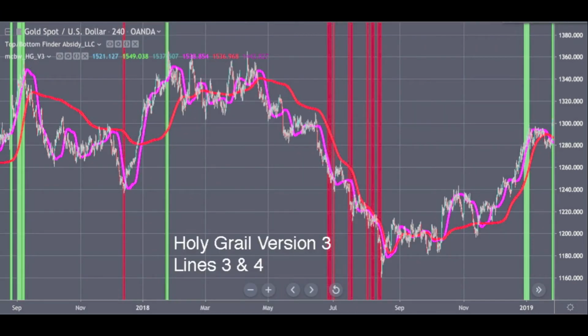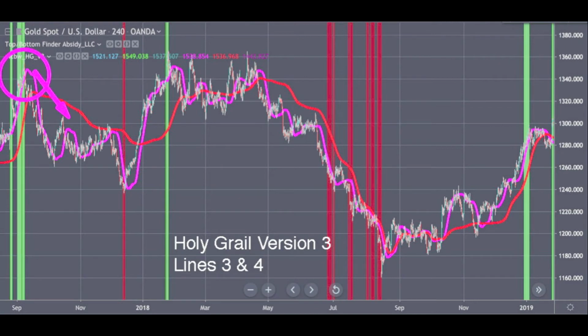Again, we're looking at the same 4-hour gold chart, but instead of having the 20-period EMA on it, we have the third and the fourth line from the Best Holy Grail Indicator version 3. The pink line is line 3, and the red line is line 4. Now, if we look at areas where these moving averages cross over, where the market top and bottom finder is signaling, you will see that the opportunities are insane here.